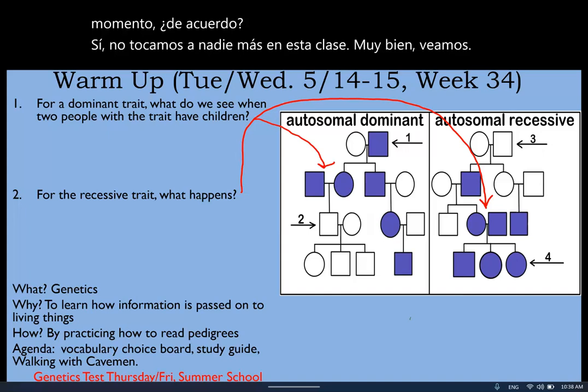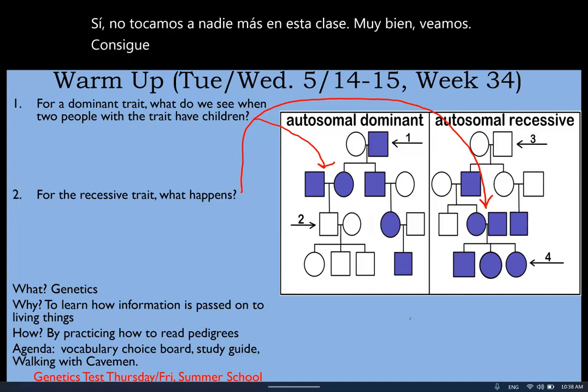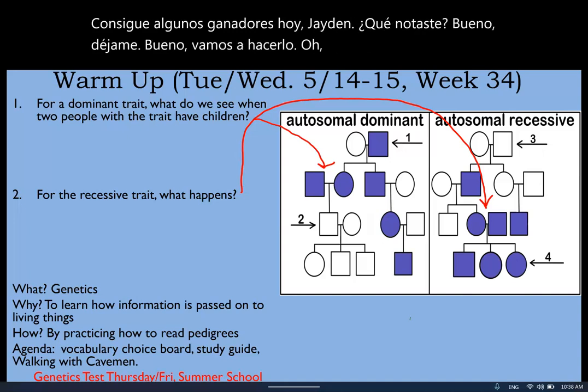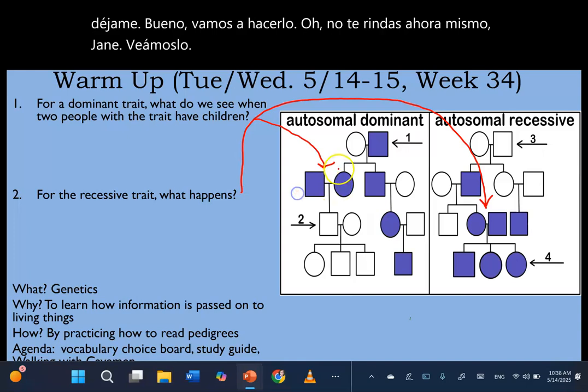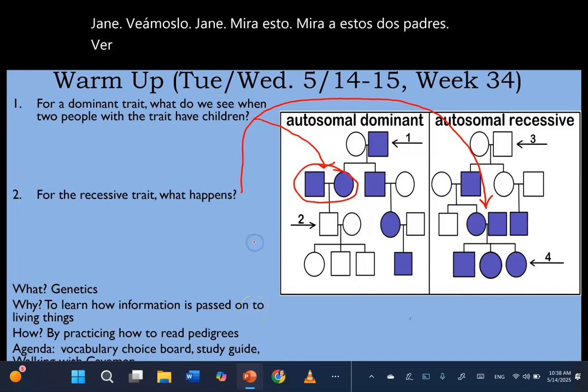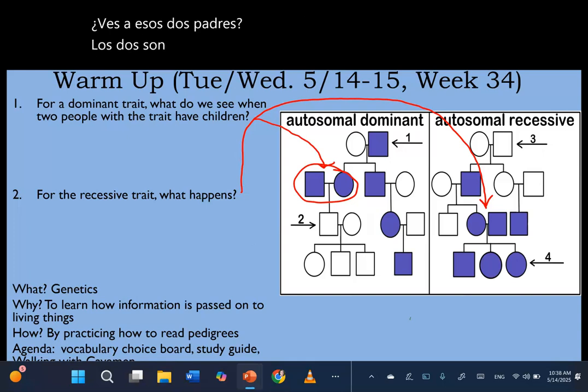Get some winners today. Jaden, what did you notice? Well, don't give up right now, Jaden. Let's look through it. Jaden, check it out. Look at these two parents. See those two parents? They're both blue. That means they have the trait. Jaden, what do you notice about their child right there?